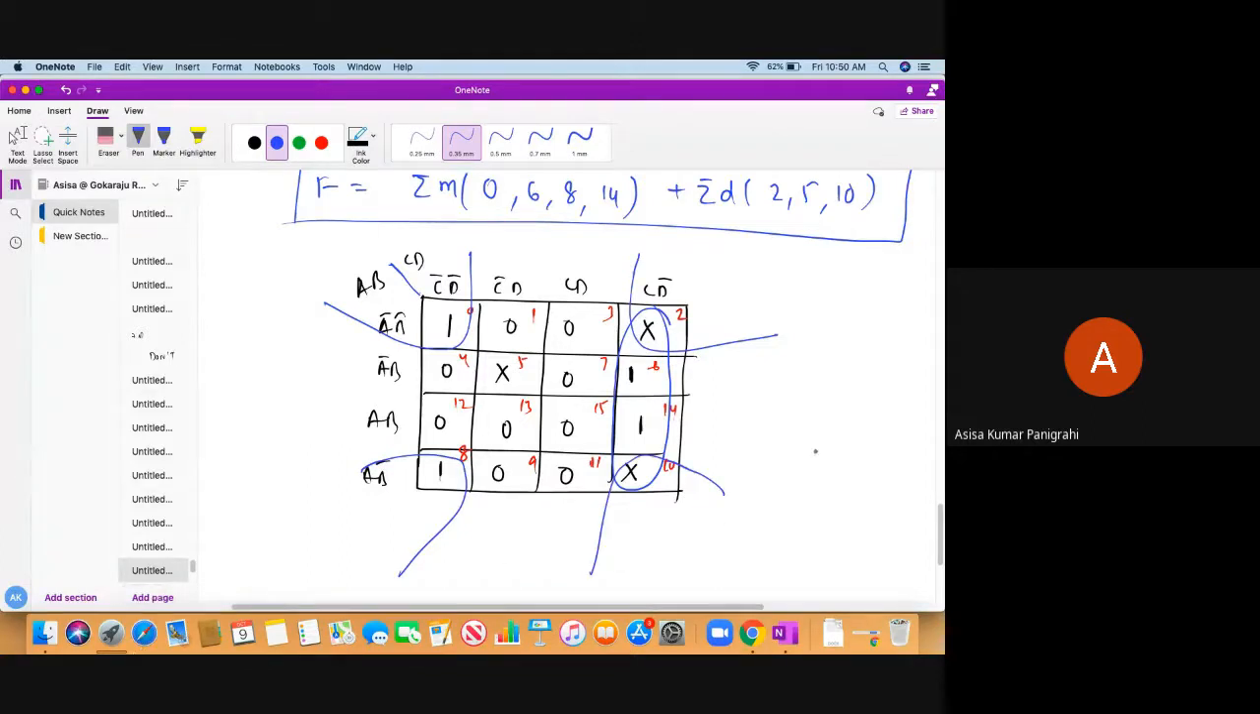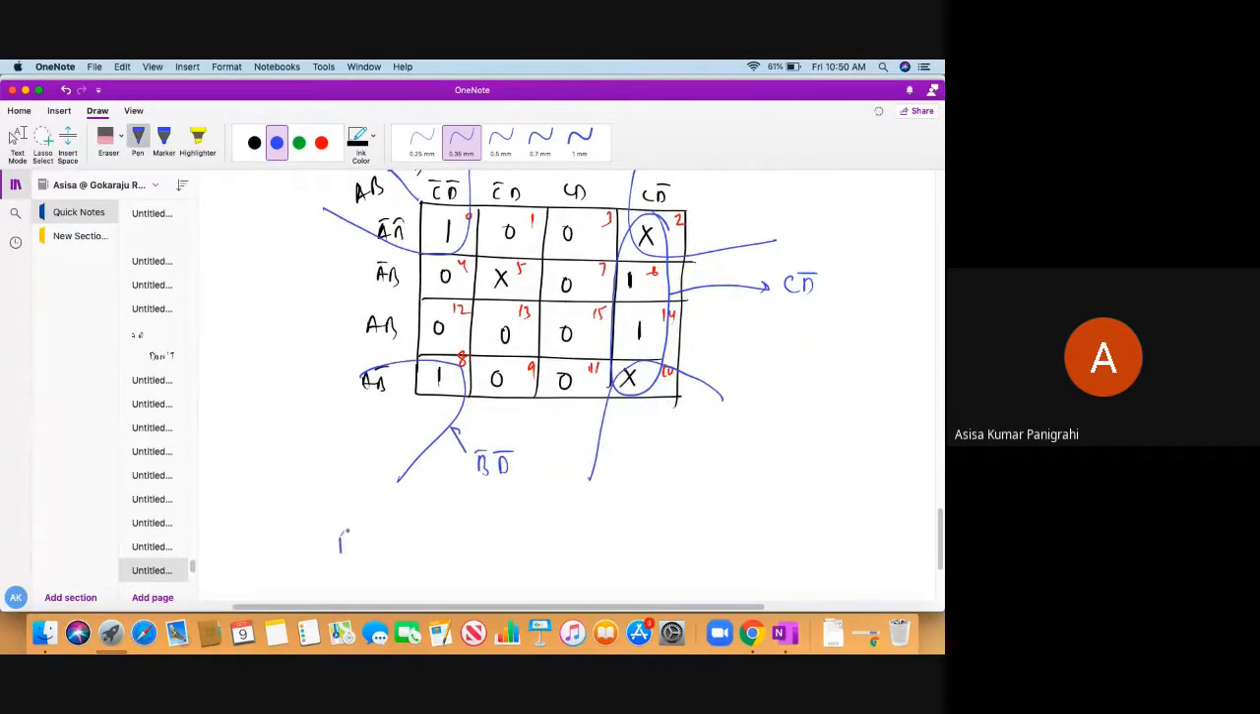So now what is common here? The common is C D bar, and what is common in this grouping? We have B bar D bar. So finally we have got the minimized function f, which is C D bar or B bar D bar. Okay, so this is the thing. Now you can realize it the way you want. Do you all understand or any doubt, students?